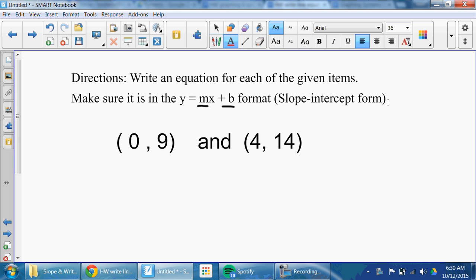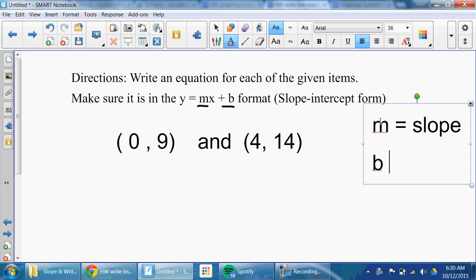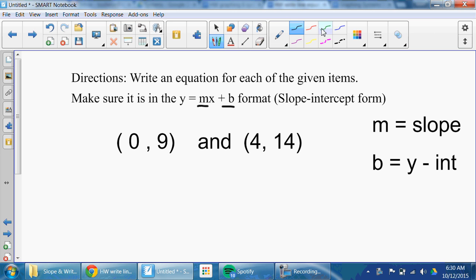Your M is your slope, and your B is your y-intercept. Okay? So what we want to do first with these is we want to try to find the slope. Find the slope. So I can call this x1, y1, x2, y2.